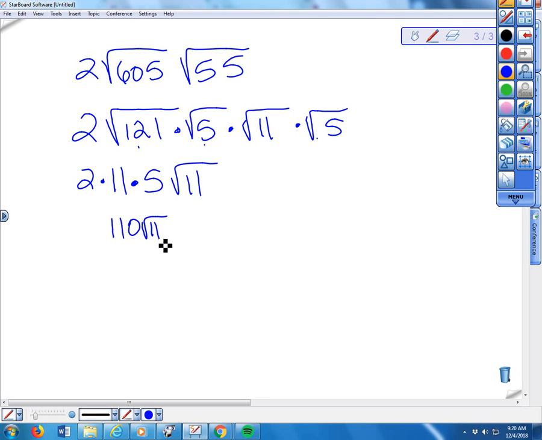Multiply both by 5. The square root of 5 times the square root of 5 is just 5. Oh, wait, okay. That makes sense. Yeah, I understand. Where'd I lose you?